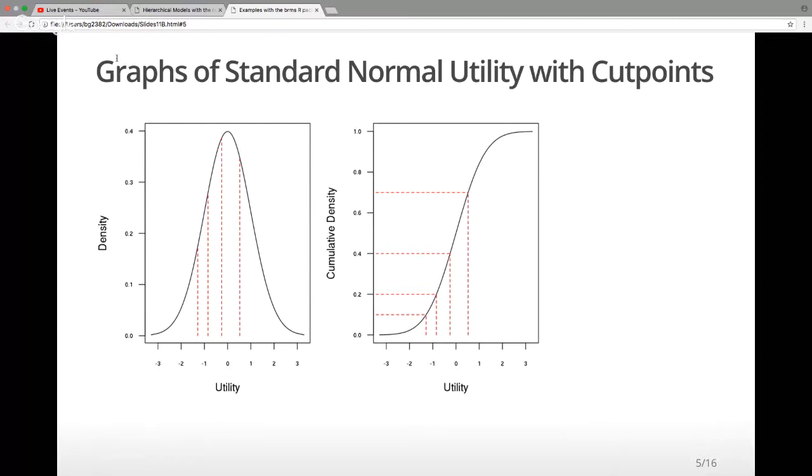If you're between here and here, your observed value is 2. If you're between here and here, your observed value is 3. If you're between here and here, your observed value is 4. And if you're over here, the observed value is 5. Consequently, the probability of your being 5 is the amount of area to the right of the last cut point under a standard normal distribution.